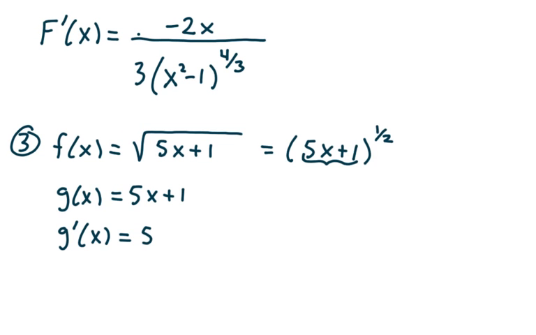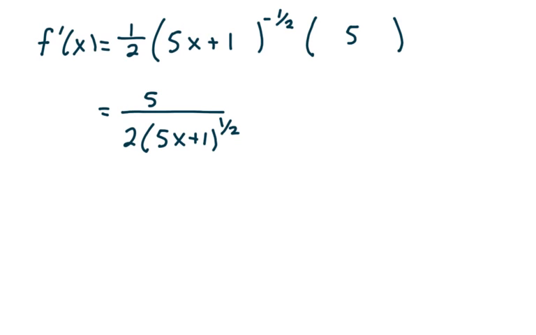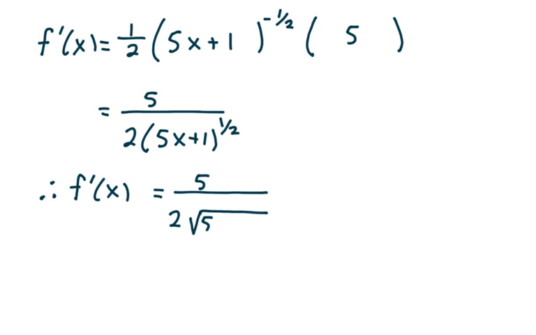But one thing to take note of, notice in the original problem, we started off with f of x is equal to the square root of 5x plus 1. So I'm going to rewrite f prime of x as follows. I'm going to rewrite this as f prime of x is equal to 5 divided by 2 times the square root of 5x plus 1. And that's how we do example 3.